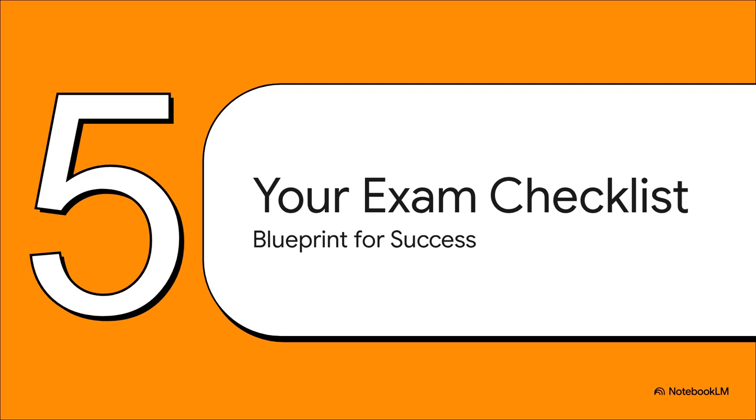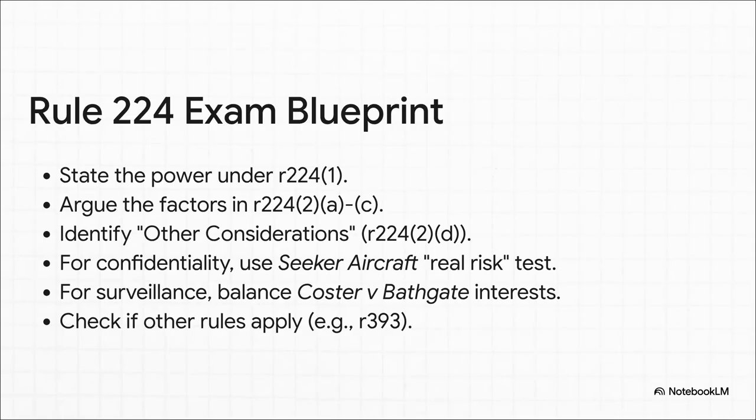All right, Section 5, your exam checklist. Let's pull all of this together into a simple blueprint you can use to crush it. Here it is. It's a simple step-by-step process. First, you state the power under Rule 224(1). Second, you argue the factors in 224(2)(a), (b), and (c). Third, you spot any other considerations under subrule (d). If it's about confidentiality, you pull out the Secret Aircraft real risk test. If it's about surveillance, you balance the competing interests from Koster v Bathgate. And finally, you always check if there are other related rules in play, like Rule 393.